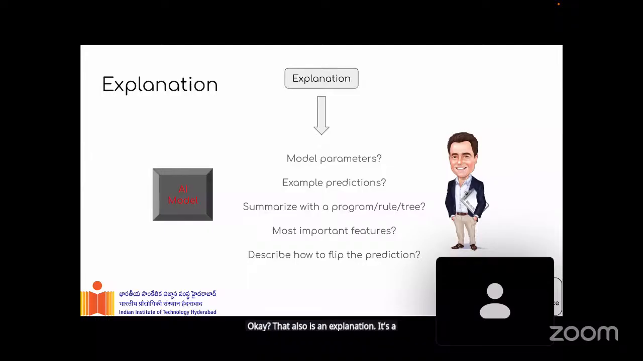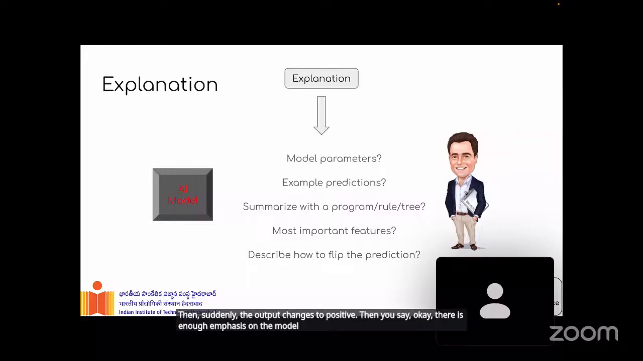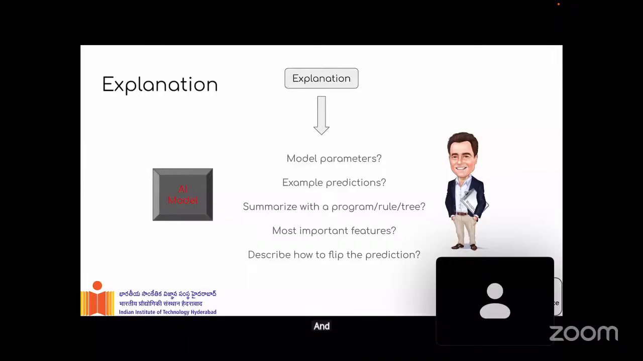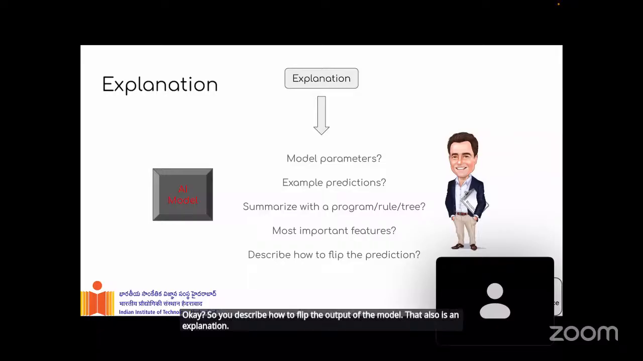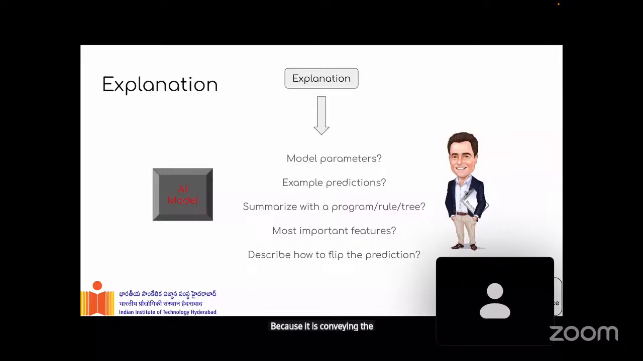It's a very indirect explanation. Let's say I change the current credit score from 560 to 630. Then suddenly the output changes to positive. Then you say, okay, there is enough emphasis on the credit score, and looks like I have a poor credit score. That is why my loan got rejected. So you describe how to flip the output of the model. That also is an explanation, because it is conveying the knowledge. Directly or indirectly, it is helping us to understand how the model is predicting.